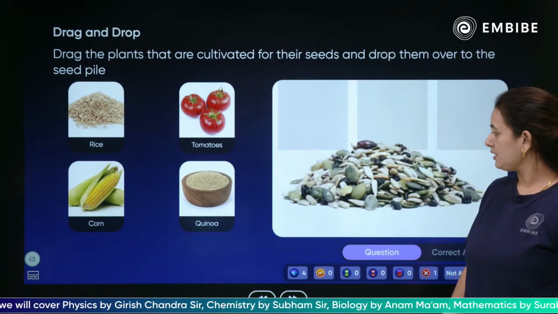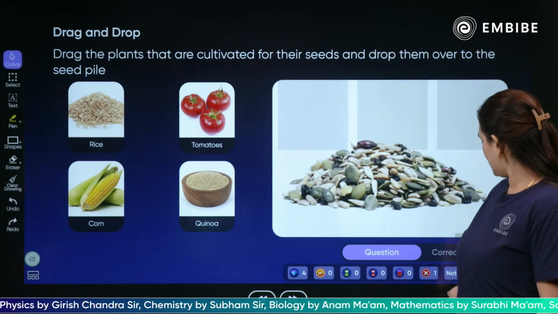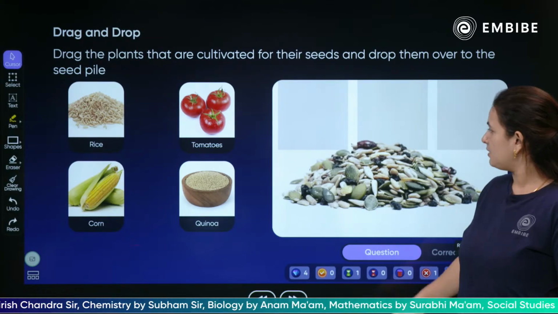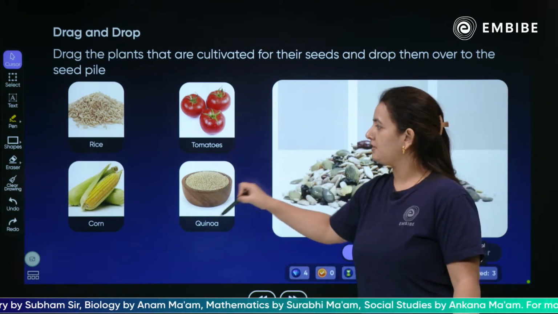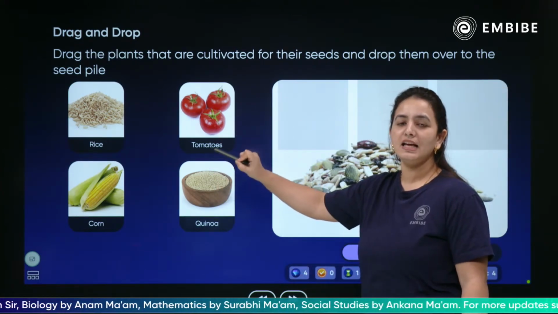Okay, what do you think, children? Come on, quickly answer. Very simple, we just discussed it, right? Which of them do we use for the seeds?